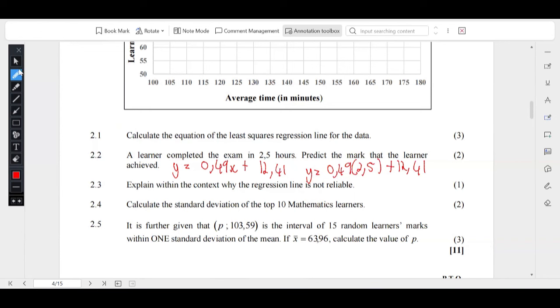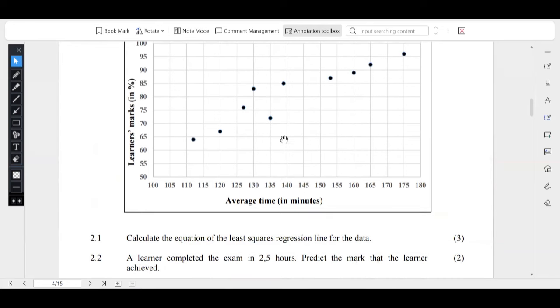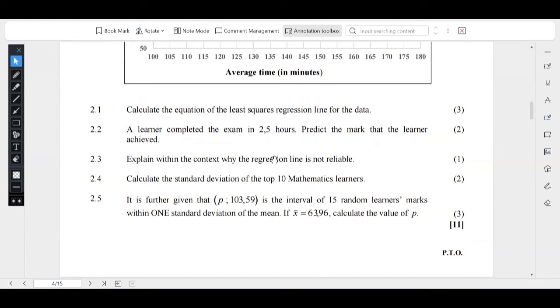And then if I punch it into my calculator, I'm getting 7.5. So our average time, we've been given in hours. That was the tricky part of this question. They gave us our average time in hours, and this time, our average time was recorded in minutes. So the first thing that we have to do is convert this into minutes. So we have 2.5 multiplied by 60, which is going to give us 150 minutes. Then now we can use our regression line.